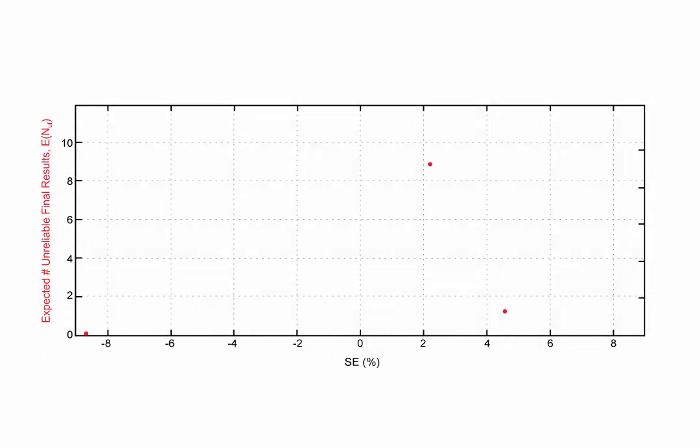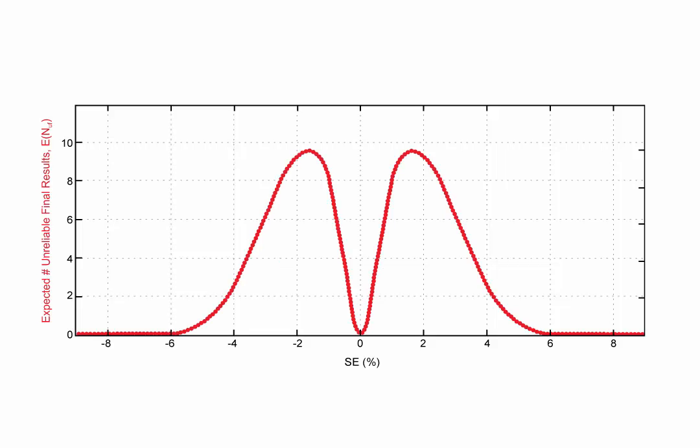We could continue to compute and plot the predicted enough over a range of possible out-of-control conditions, producing a curve. In this case, the curve shows the expected number of unreliable final results for a lab using a 1-3S, 2-2S, R-4S rule, with 2 QCs every 50 analyte examinations and an allowable total error requirement of 4.5%.